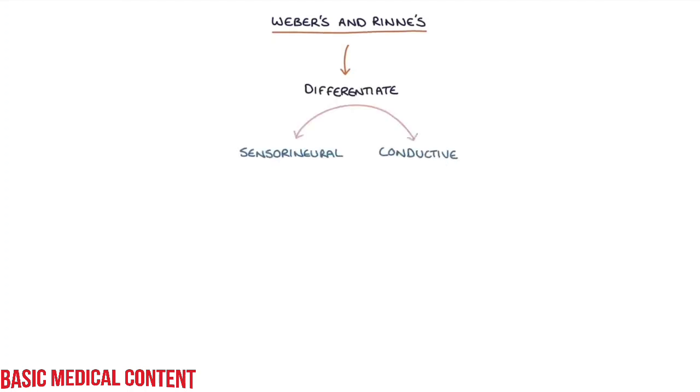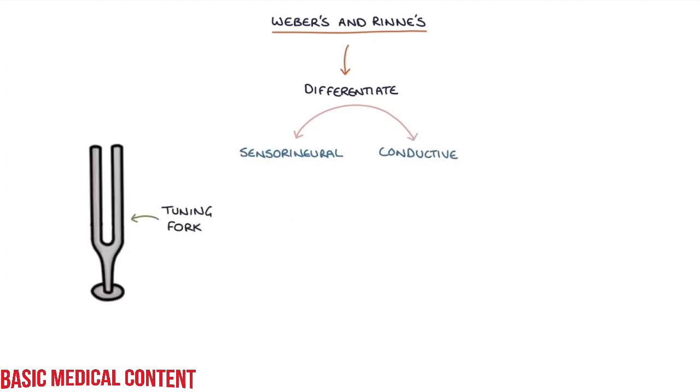Let's talk about Weber's and Rinne's tests. Weber's and Rinne's tests are used to differentiate between sensory neural and conductive hearing loss. A tuning fork is used to perform both of these tests. Firstly, let's start with Weber's test.